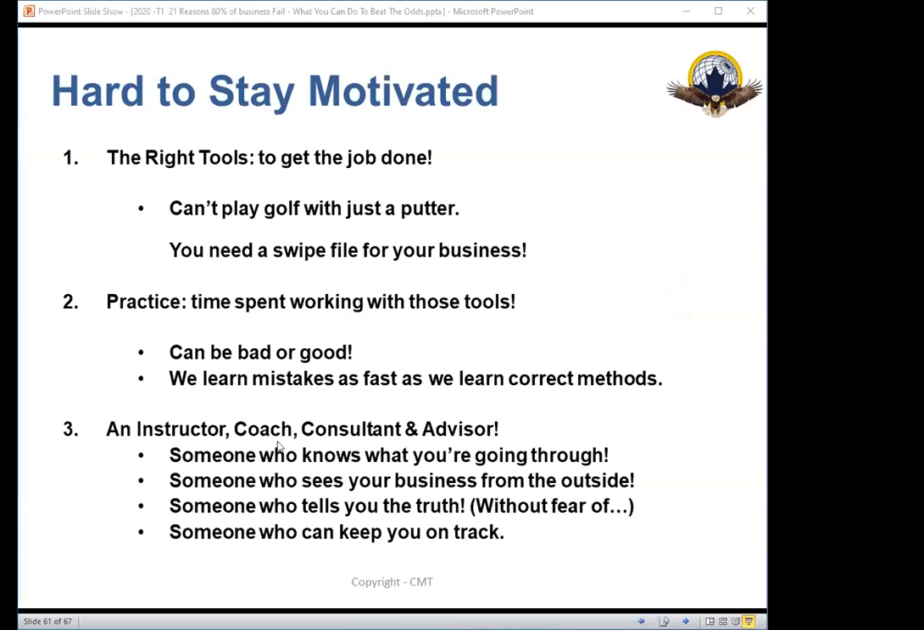So we know it's hard to stay motivated and we need all the right tools. What I'm asking you to do is, you need a swipe file for your business. Put that as a to-do, as a goal for you to have. You need time working with those tools, but let's face it, we can learn from mistakes as fast as we can learn from working with the correct methods.